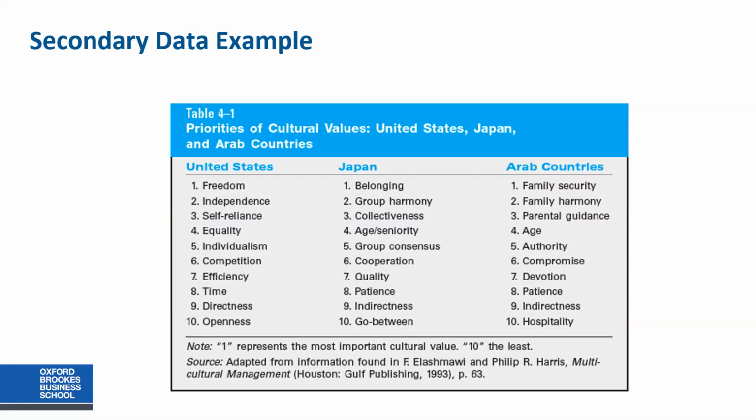Another example of using secondary data in your research is using such a table, which derived from a book called Multicultural Management by Al-Ashmawi and Harris. So this table compares the most important cultural values of the US, Japan, and Arab countries. So as we can see, a close look at this table shows that there is a great deal of differences among these three cultures. So such available secondary data can provide us very valuable information in order to compare countries or different contexts, as we will discuss later.